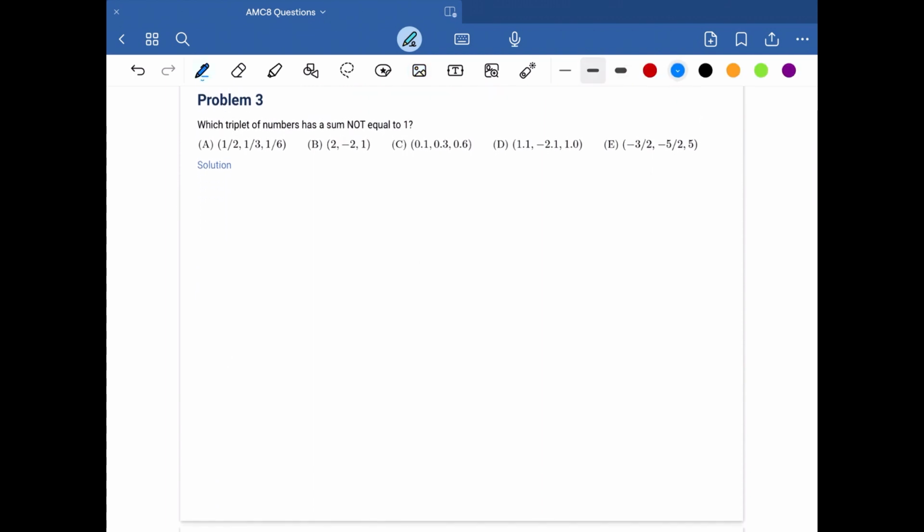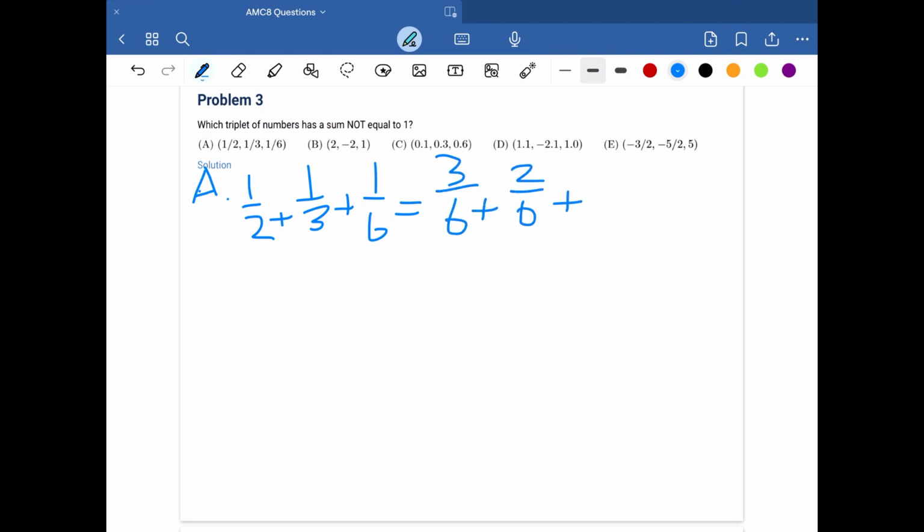Problem number 3 states, which triplet of numbers has a sum not equal to 1? So question A, it says 1/2 plus 1/3 plus 1/6 is equal to 3/6 plus 2/6 plus 1/6, as 1/2 is equal to 3/6 and 1/3 is equal to 2/6, and this equals 1. So answer A is not our answer. Let's move on to answer choice B. Answer choice B is 2 minus 2 plus 1. This also equals 1, as 2 and minus 2 cross out. So answer choice B is also not our answer.